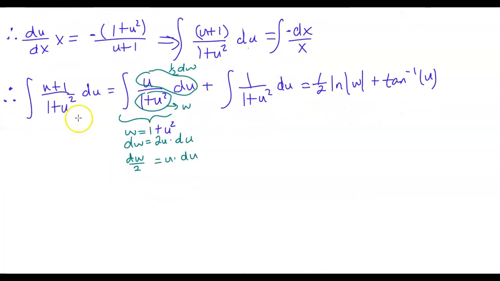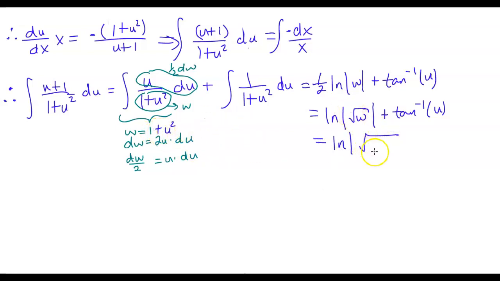All right, so once we're here, then we have everything that we need here. The only other thing that I want to do is, since we have this 1/2 on the outside, I'm just going to go ahead and bring it here on the inside to make this w raised to the 1/2, which is the same as square root. So we'll do this. And then, of course, our w again is just 1 plus u squared.